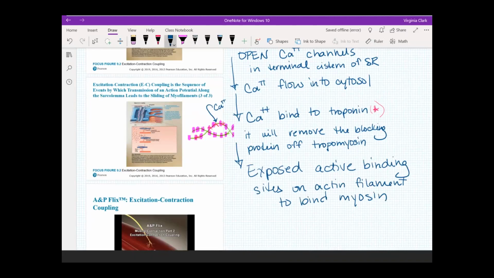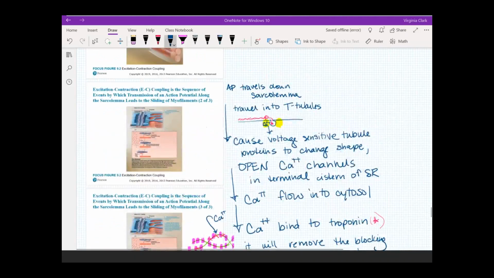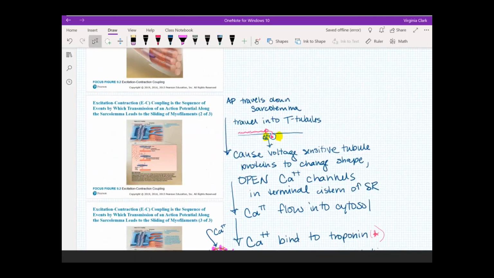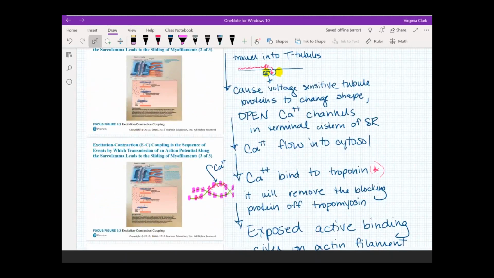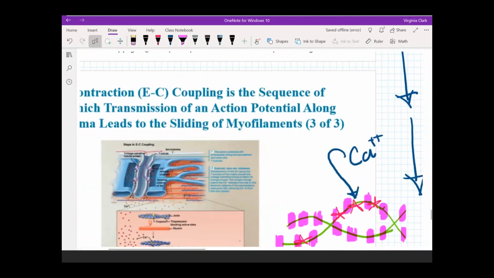So this is what is happening for our excitation contraction coupling. And it's called excitation contraction because we've got calcium moving, so it's being excited, and we're coupling because we're going to essentially connect our actin and our myosin. So we're going to zoom in on these images real quick. Yeah, it's a little fuzzy, but we're going to do it.